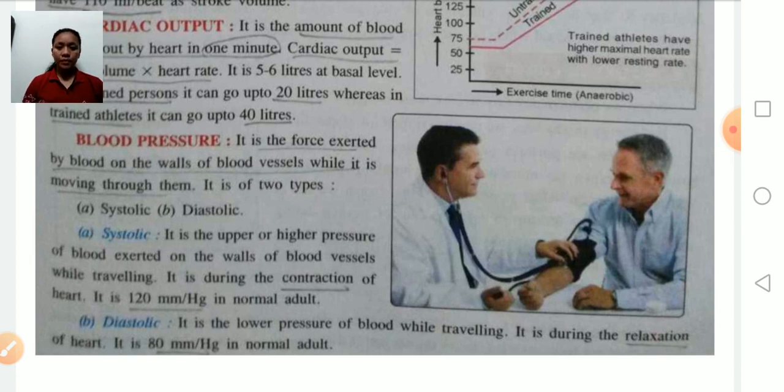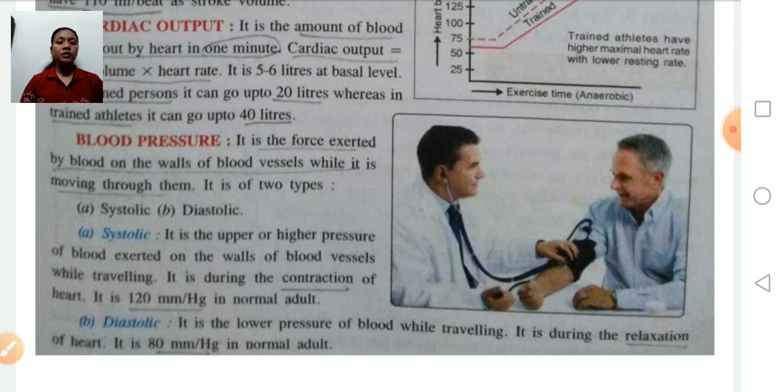There are two types: systolic and diastolic blood pressure. Systolic is during contraction of the heart, and diastolic is during relaxation of the heart. During contraction, the maximum, highest pressure of blood is exerted on the wall of the blood vessel, and it is 120 mmHg.